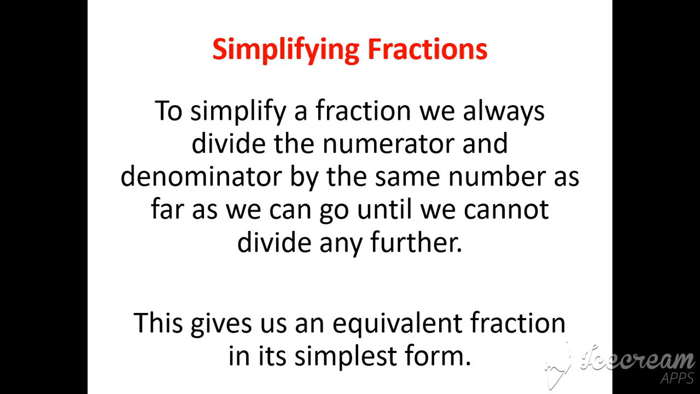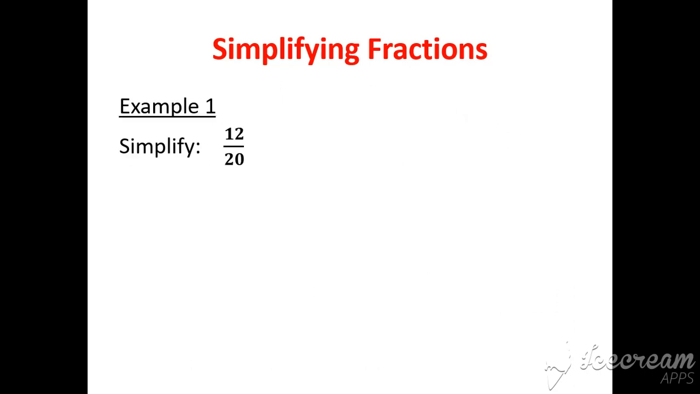All right, to simplify a fraction, we always divide the numerator and denominator by the same number. And we keep doing that as far as we can go until we cannot divide any further. Now this gives us an equivalent fraction in its simplest form. Right, well I only have one example to show you. Let's show you how to simplify the fraction 12 over 20.